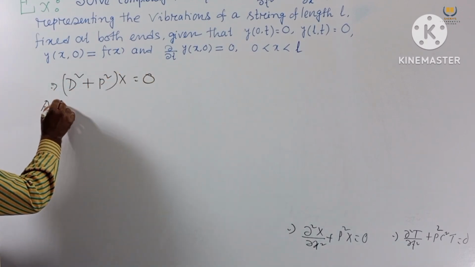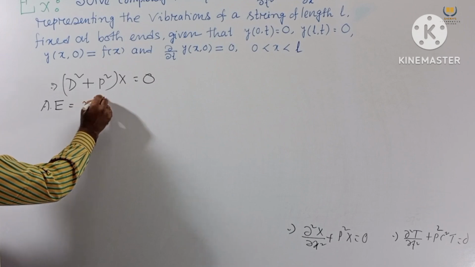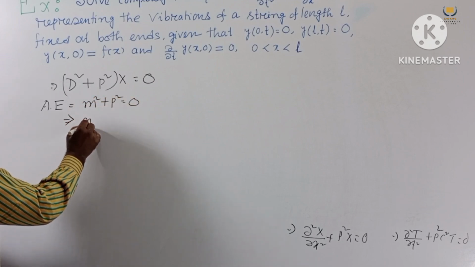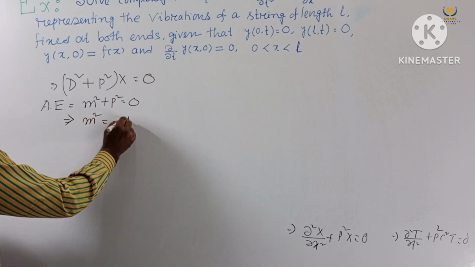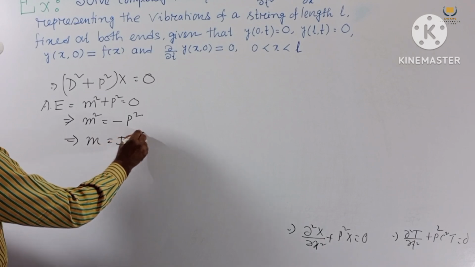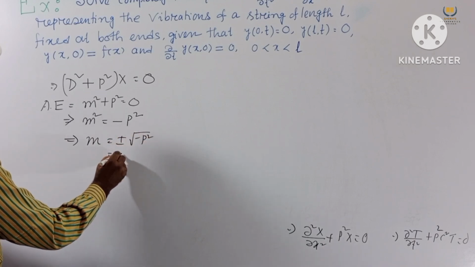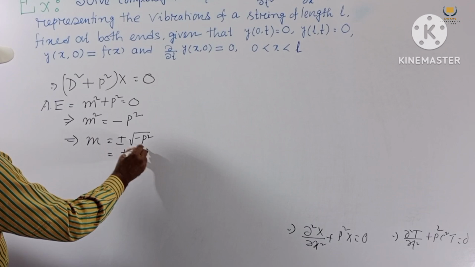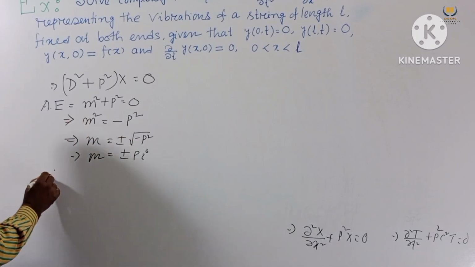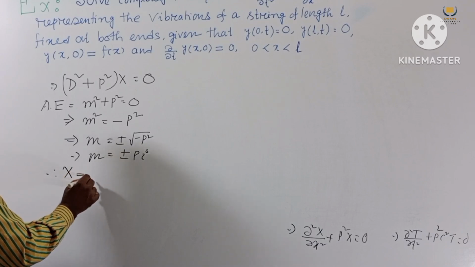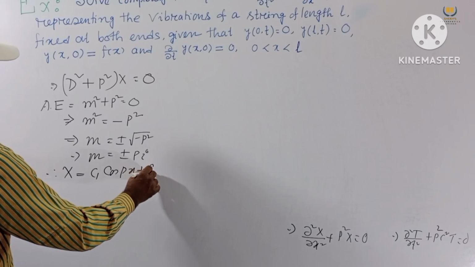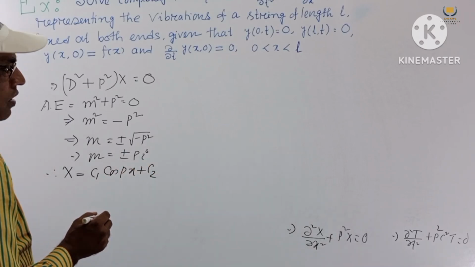So the auxiliary equation is m² + p² = 0. Then m² = −p², and m = ± √(−p²), this is ± ip. So m = ±ip. Therefore the solution is X = c1 cos px + c2 sin px.